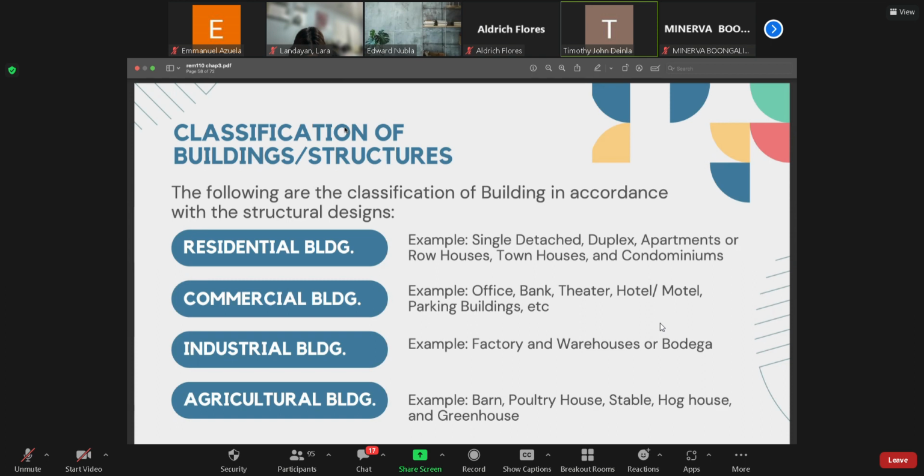So example of this is single detached. Yung kanina po na pinag-usapan natin, basically they're open spaces on all sides. Then we also have duplex. So basically these are 2 living units or two houses na magkadikit, which are attached to each other, but they're not in cluster, but in 2 unit groupings only. Then we have apartments and row houses, which is basically cluster of houses.